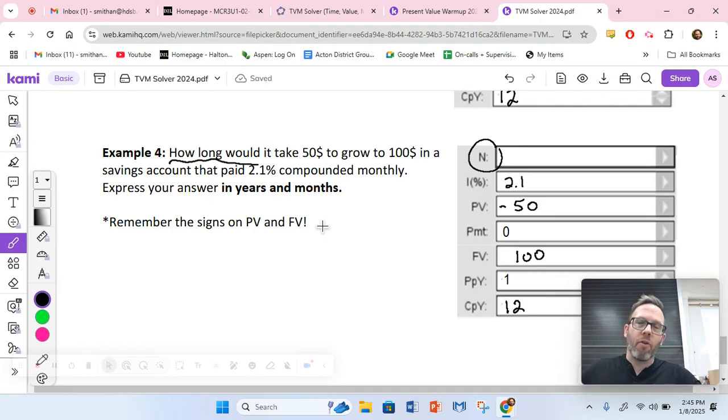We are going to do one. This will give you a decimal value. We're just going to talk about how we can get that in years and months, which is not too bad.